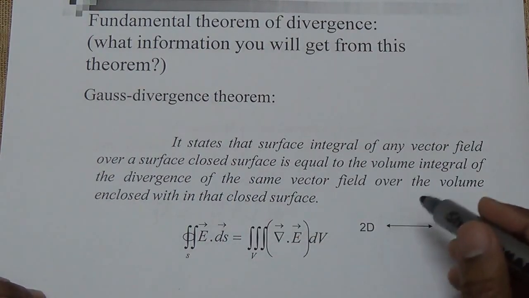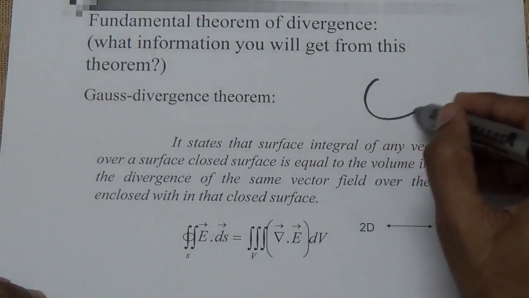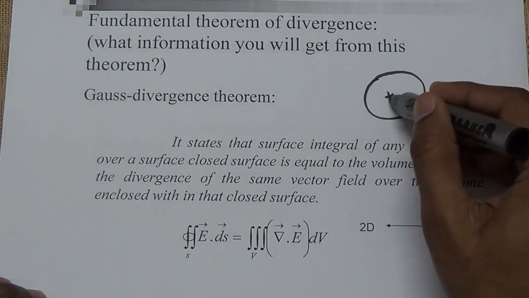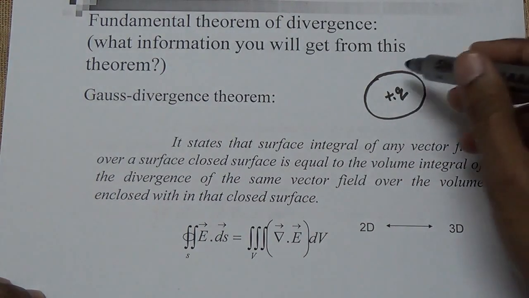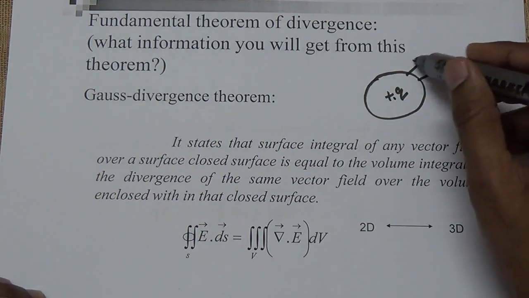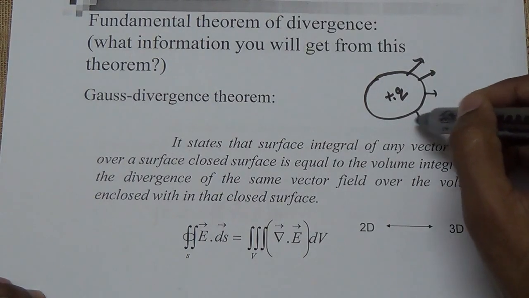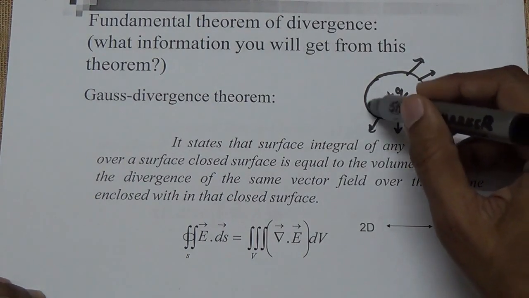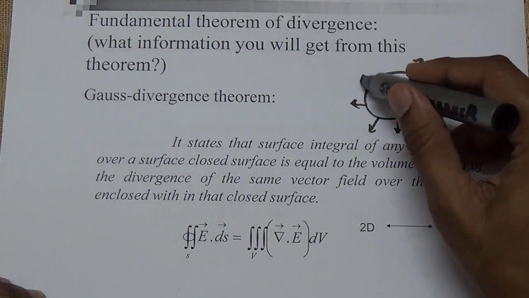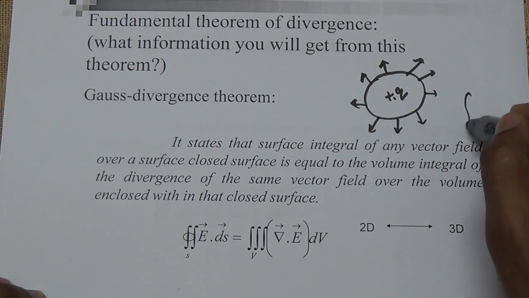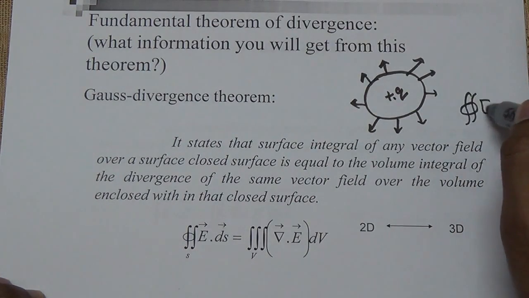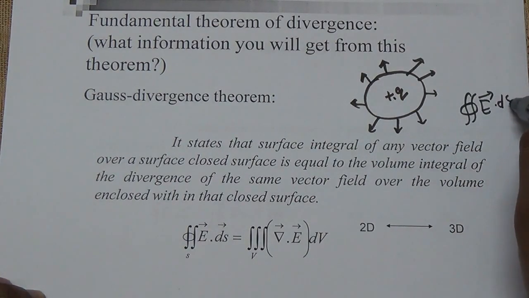If I consider a sphere here, with a positive charge Q kept at the center of this sphere, the electric field lines coming out from the surface will be the total electric flux, and this total electric flux we can measure with the help of the mathematical formula E dot ds. We have seen this in Gauss's formula also.